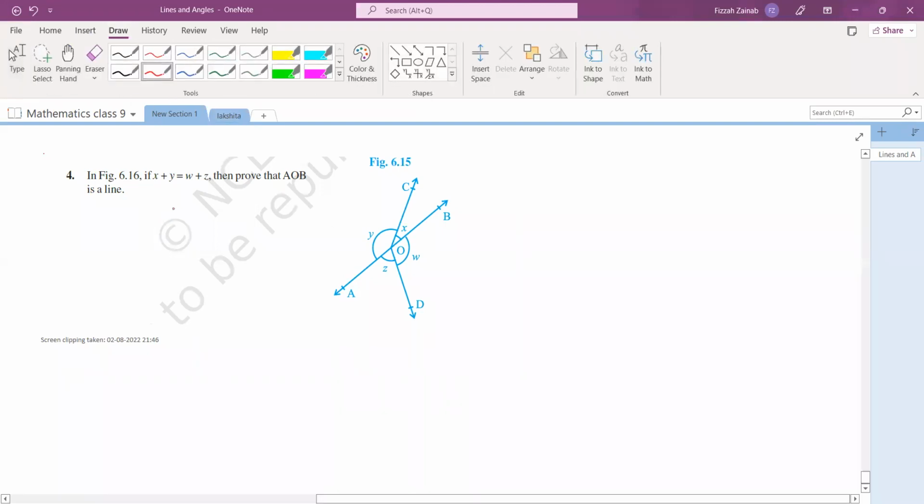Now in the figure, you can see this is the figure, and what is given? It is given in the question that x plus y is equal to w plus z. Then prove that AOB is a line. Okay, so you have to prove that AOB is a line. Understood? That means the converse of the theorem you will be using here.